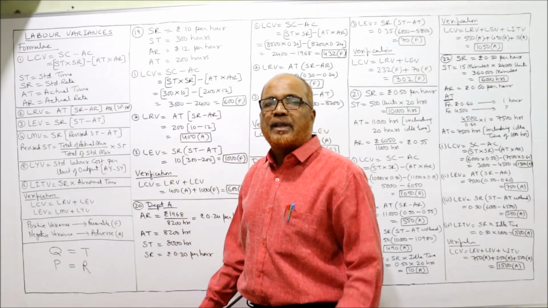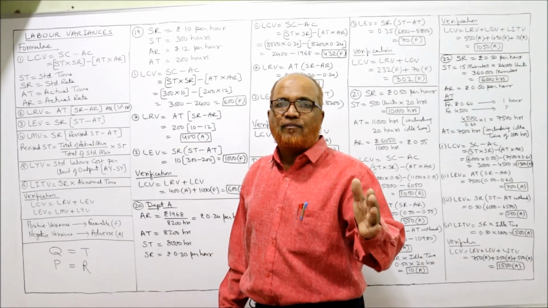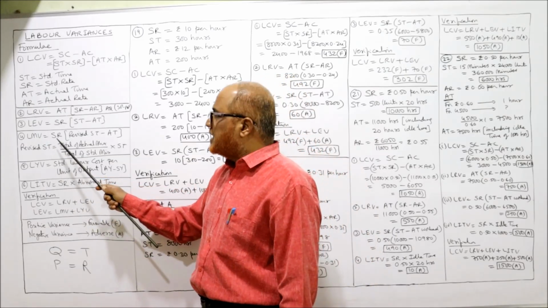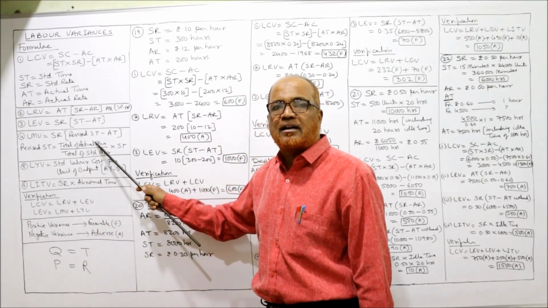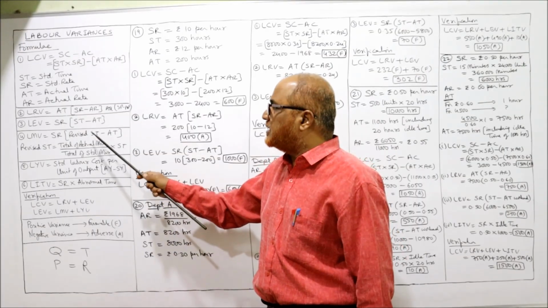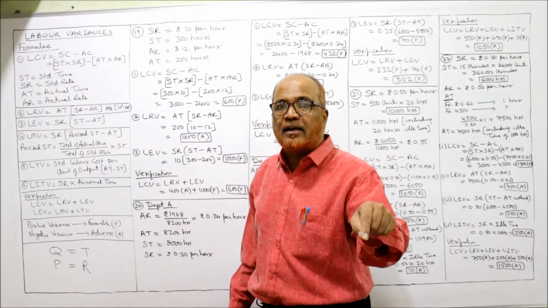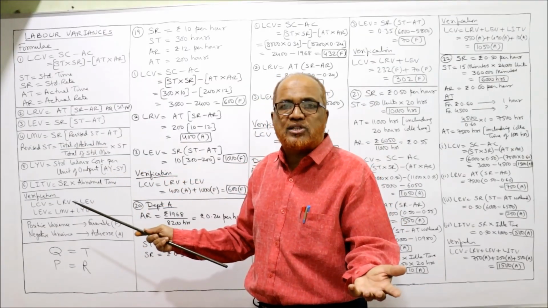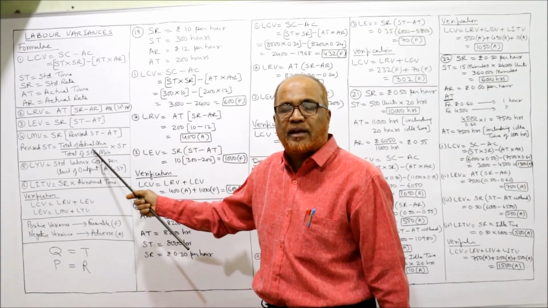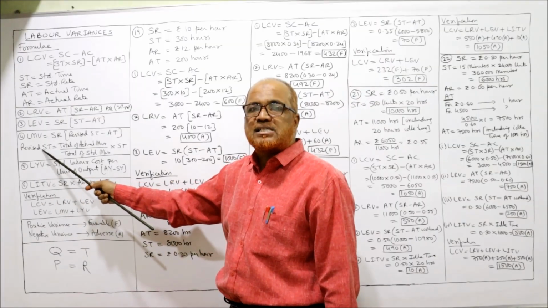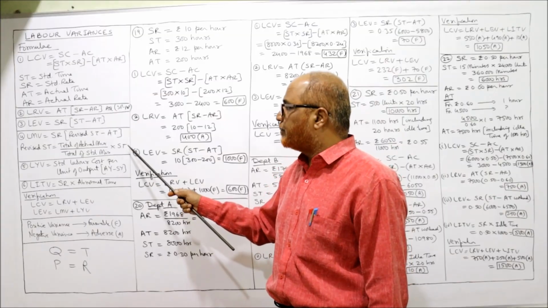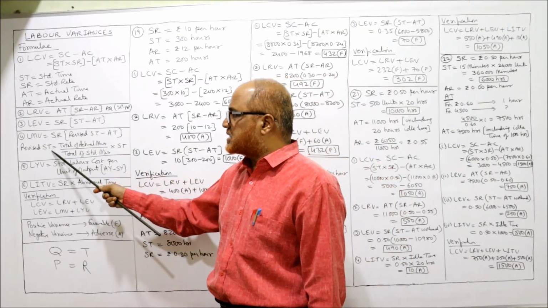Then LMV, labor mix variance. The earlier formula, material mix variance, is exactly the same as labor mix variance. Standard rate into revised standard time minus actual time. So in place of Q, I am writing T. In place of P, I am writing R. That is the only change I am making. So you keep all the formulas side by side, material formula and labor formula, and you will be able to understand. Revised standard time is the total of actual mix divided by the total of standard mix into standard time. This formula will give you revised ST.